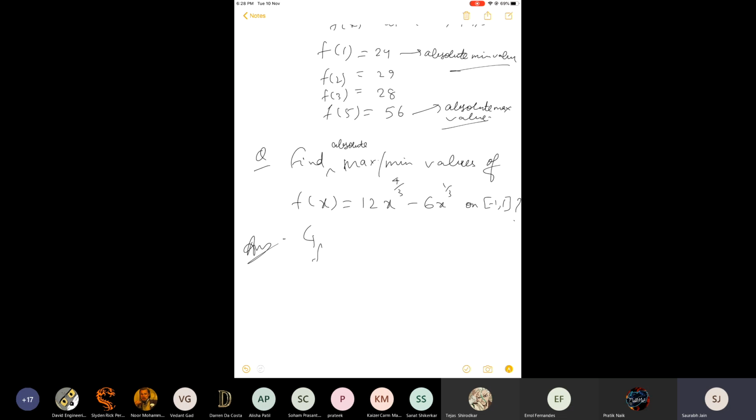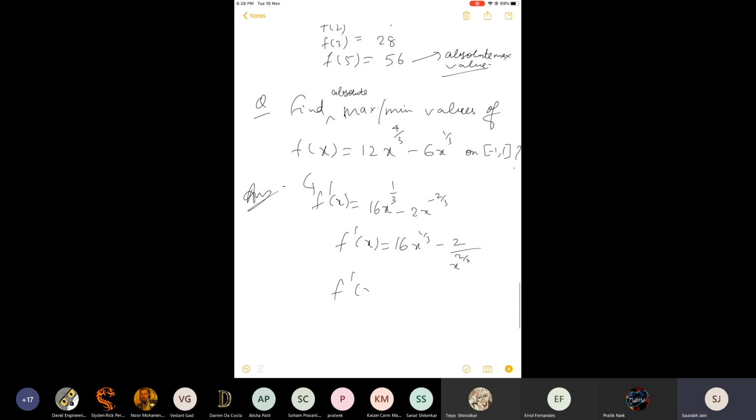See, to find critical points, you need to find f dash x only. Differentiate it. So 4 by 3 will come in multiplication. This will become 48 by 3, 16x to the power 1 by 3 minus 2x to the power minus 2 by 3. So f dash x will be equal to 16x^(1/3) minus 2 upon x^(2/3). Take LCM. After taking LCM, you will realize that you will find two types of points.